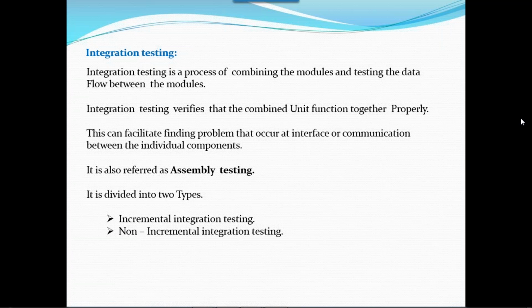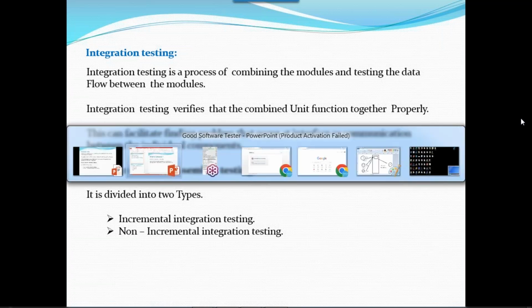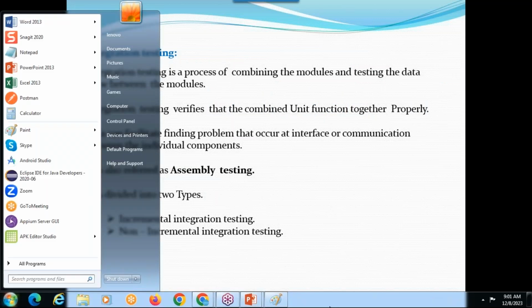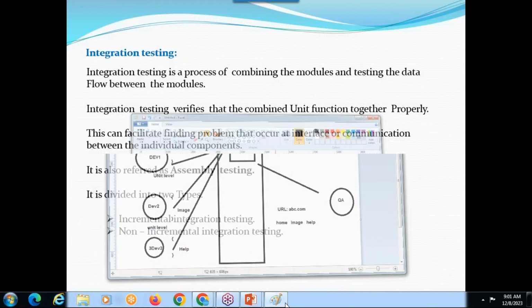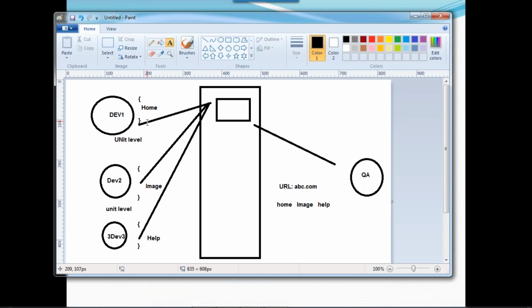Integration testing is a process of combining the modules. Combining means what? Just now we discussed, right? In the diagram, we will see there is a home page and there are images. Once the developer merges the code, the developer also does integration testing, because after the merge you need to check whether your code is working properly or not. So the developer does integration testing here. What about the tester? Here also you need to do the integration testing.